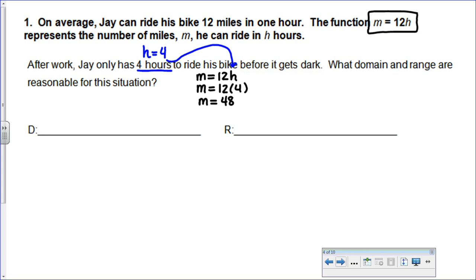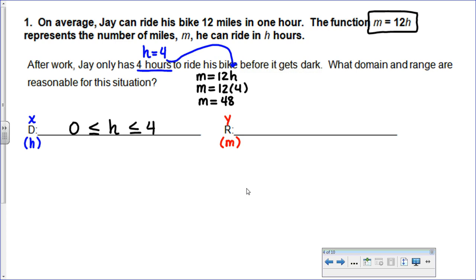So now let's write the domain and range that are reasonable for this situation. The domain is always x, but in this problem, our input, or x variable, is actually h, the number of hours he's been riding. R, which always represents y, in this case our output, is m. So the range here represents the number of miles he's been riding. So for the domain, h, the number of hours he can ride, well, he can ride anywhere from 0 to 4 hours. He could ride half an hour, 1 hour, 2 hours, so he could ride any amount of hours between 0 and 4. That sounds like a compound inequality. In other words, he can ride more than 0 hours, but less than 4 hours, and he could ride exactly 0 or 4. So we put an equal to underneath.